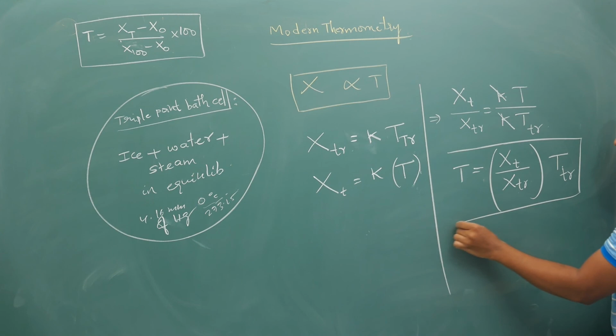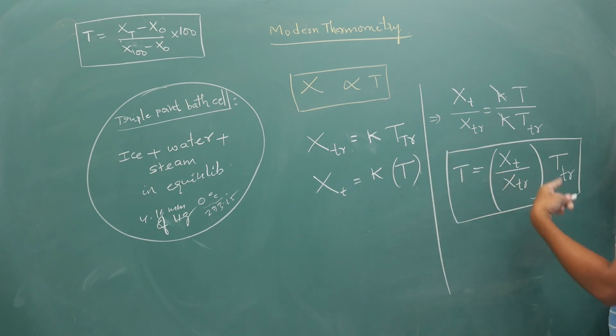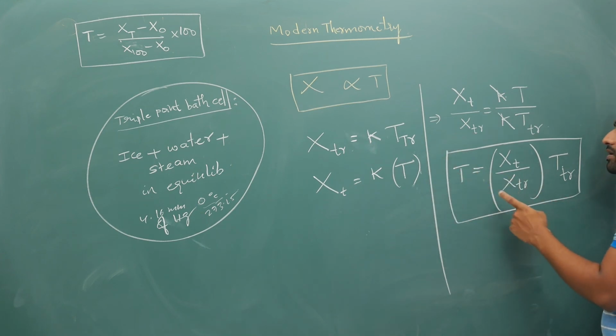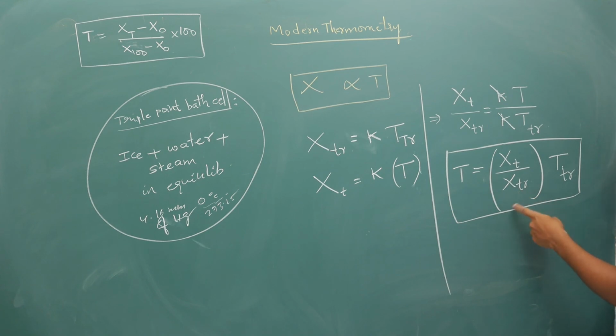In HC Verma also there are the last 1 or 2 questions in the examples or somewhere in the end. You use this formula, you will get the answers. Where xt is the thermometric property at some normal temperature, and xtr is the thermometric property at the triple point. So using this we can do modern thermometry.